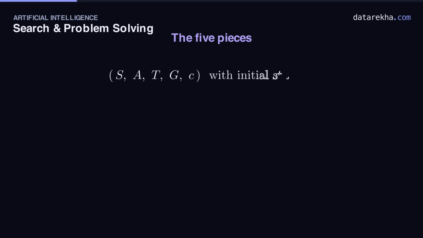Every search problem is built from 5 pieces, plus a starting state. Learn these, and you can describe almost any reasoning task. There is first, the states. A state is a complete snapshot of where you are: which cell, which city, which board position. The full set of them is capital S.